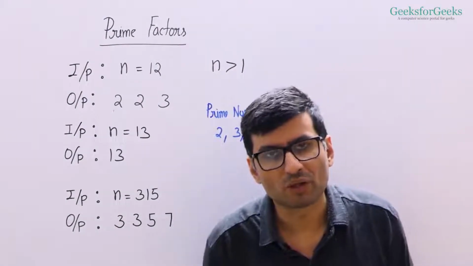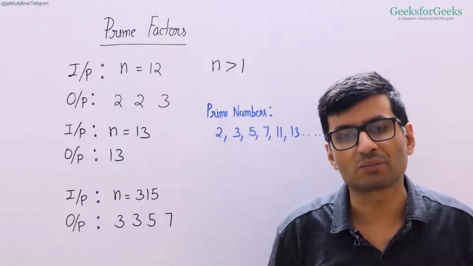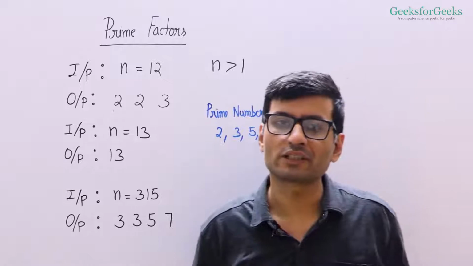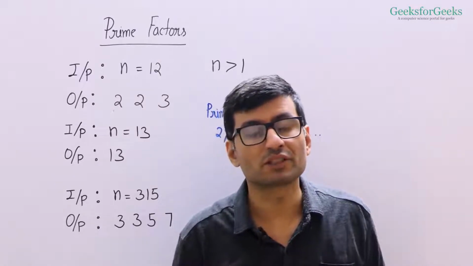Let us talk about this problem. We are given a number n. Our task is to print prime factors of this given number. What are prime factors? Prime factors are those divisors of the given number which are prime.